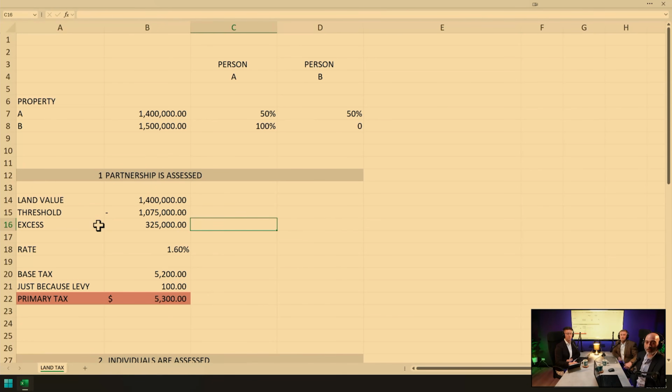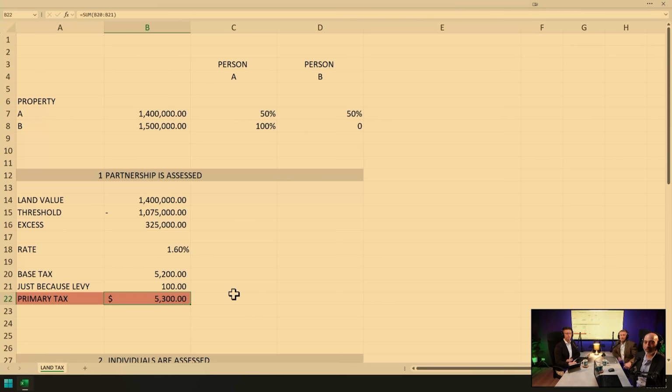So the partnership receives an assessment at 1.6%. Your base tax is then $5,000. I've then got the levy. As soon as land tax gets involved, they charge $100 as a base price. So you receive an assessment for $5,300. That's actually issued to the partnership. They don't send anything to the individuals at this stage. The partnership receives an assessment for $5,300.